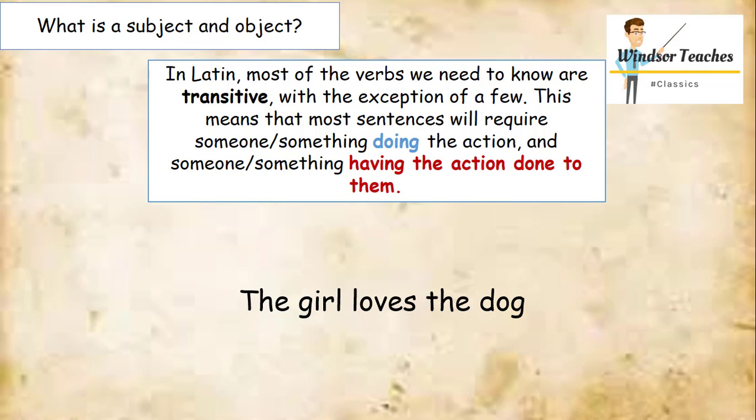So the girl loves the dog. So we've got the girl, she's performing the action, she's doing the action, she's doing the loving. So our verb is loves, and our object is the dog. The dog is having the action done to it. The dog is being loved. So the girl is the subject and the dog is the object. Loves is the verb.